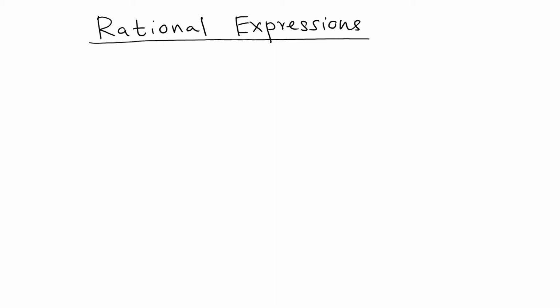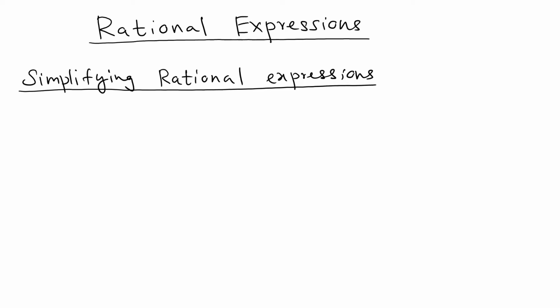This is the second part of the rational expression video. In this we discuss how to simplify various types of rational expressions. So we start with simplifying rational expressions. To simplify a rational expression, what we do is we cancel the common factors.